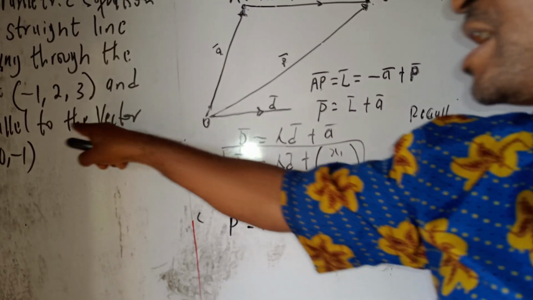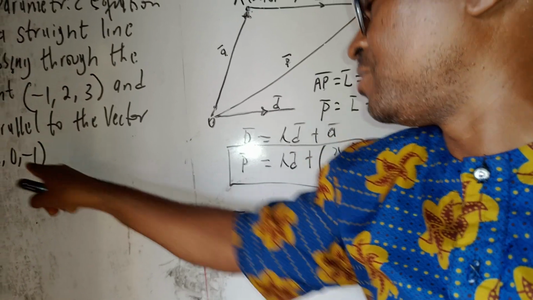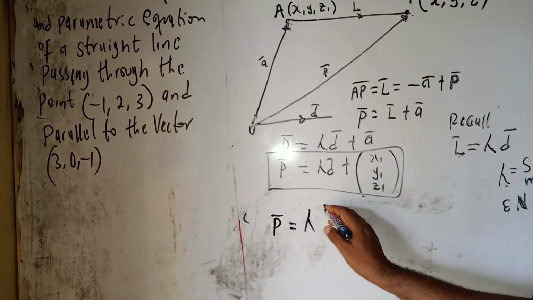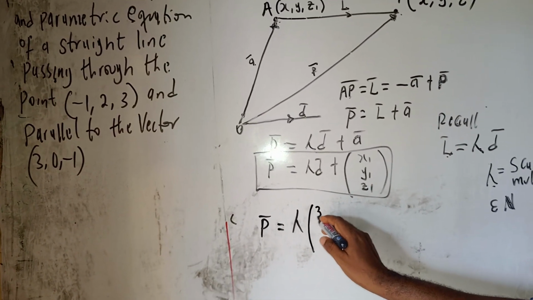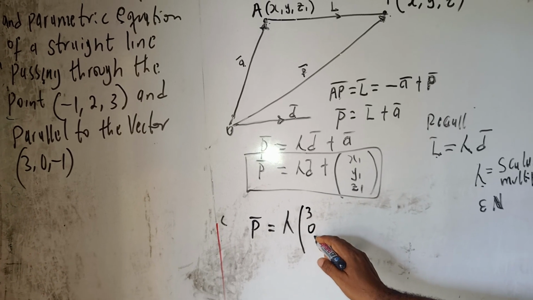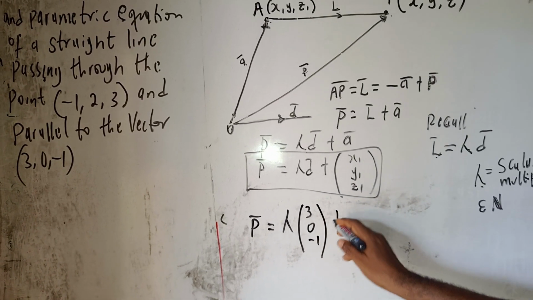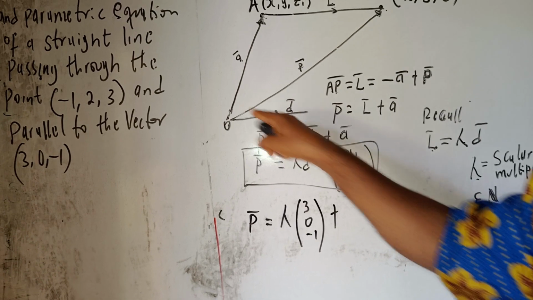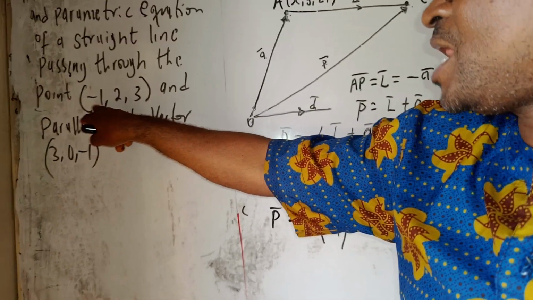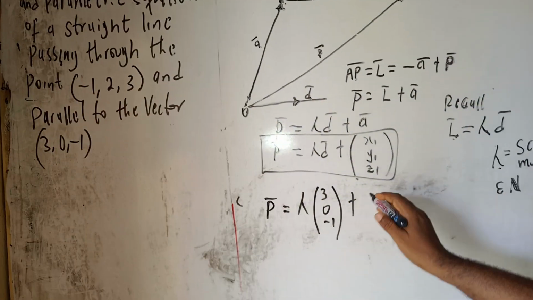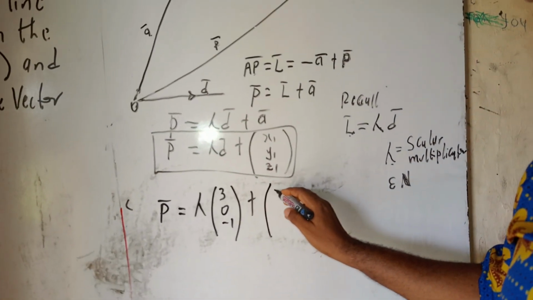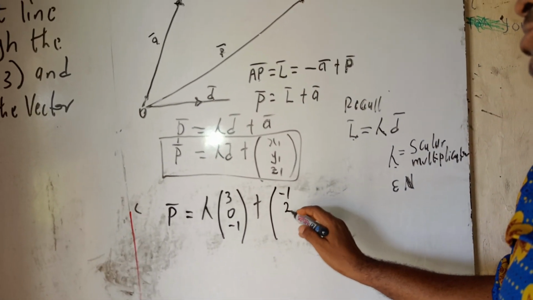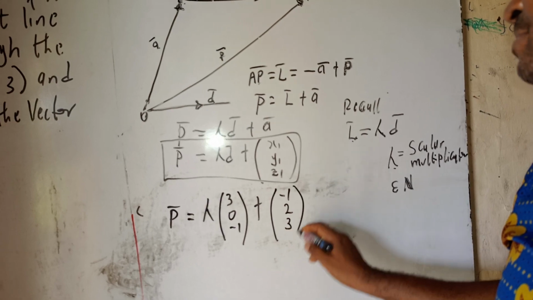Now, the question says parallel to the vector (3, 0, -1). That means this vector d, which is the parallel vector, I'll write it in column form as 3, 0, -1. Then plus, we are told that the straight line passes through this point, (-1, 2, 3). So I have it in column form as -1, 2, 3.